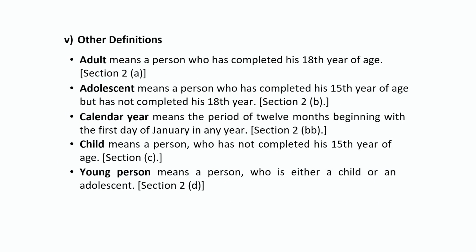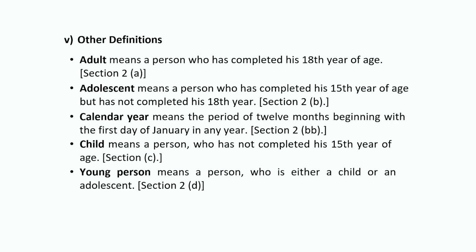After that, other definitions have been given. For example, adult. An adult is a person who has completed the age of 18 years. Adolescent means a person who has completed the age of 15 years but has not completed the age of 18 years. Calendar means calendar year. All the time we are using the calendar. So calendar year includes the 12 months of a year, beginning with January and ending with December.